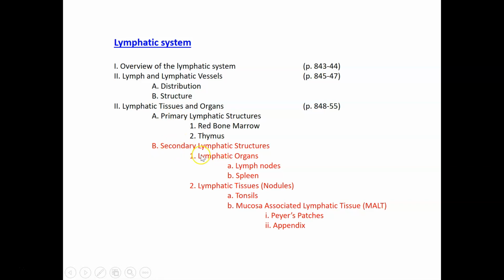We're going to start by talking about the lymphatic organs. So these are discrete structures with a complete capsule. Okay, and those include the lymph nodes and the spleen. And probably the last video will cover the lymphatic tissues. These are unencapsulated structures, the tonsils, and the MALT in the appendix.